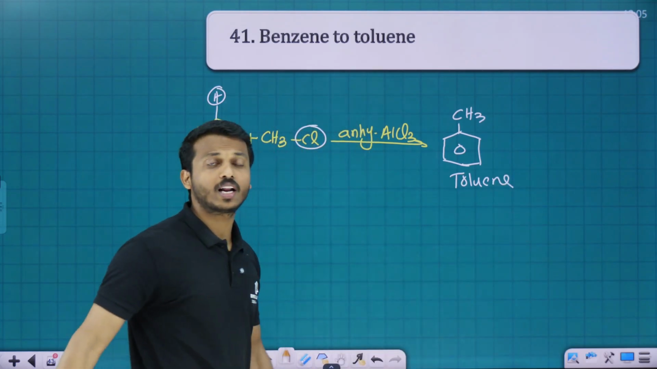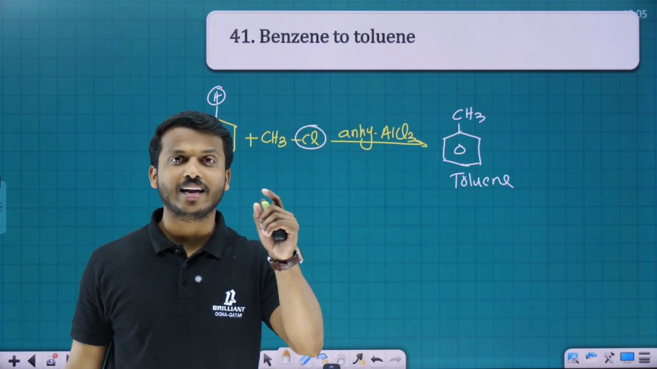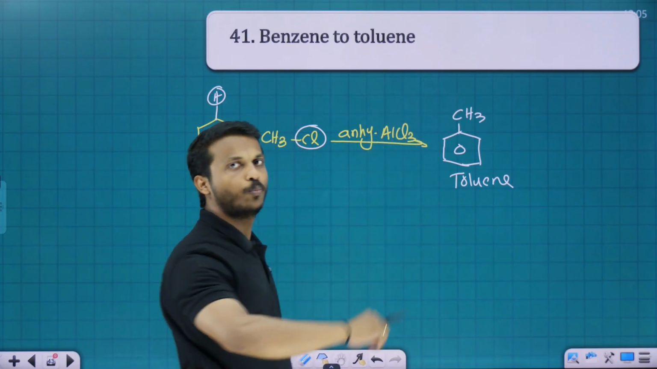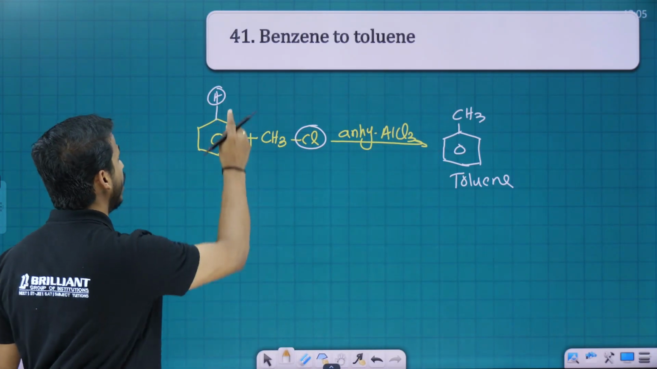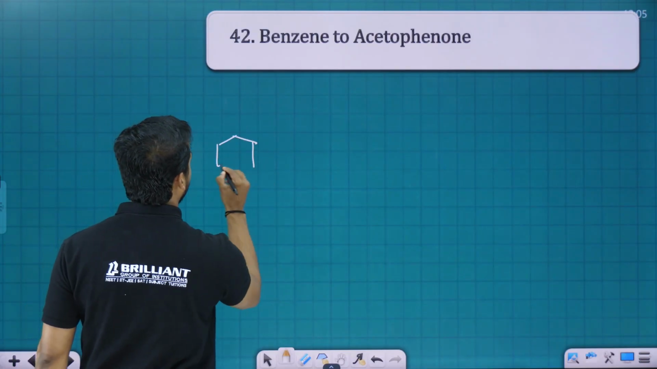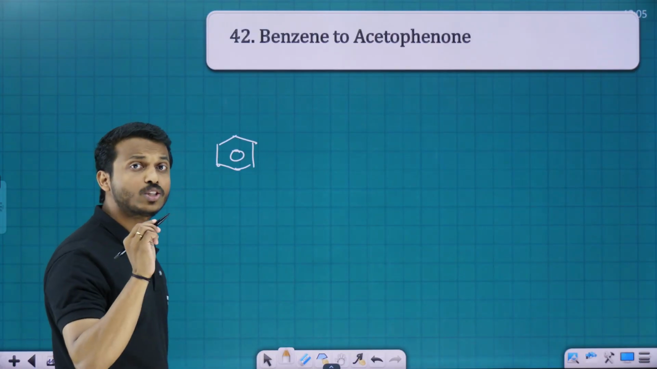What is the reaction called here? Friedel-Crafts alkylation. We added an alkyl group on benzene. Similarly, we have Friedel-Crafts acylation also. This is the question. How will you convert benzene to acetophenone?